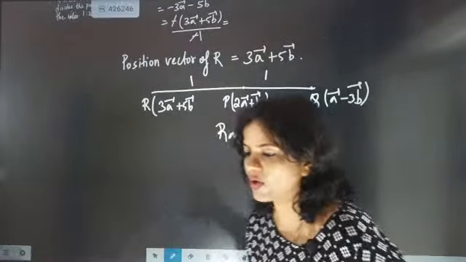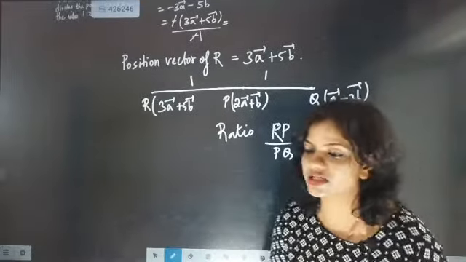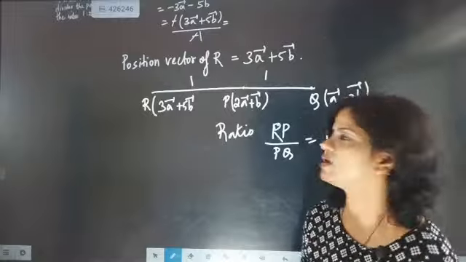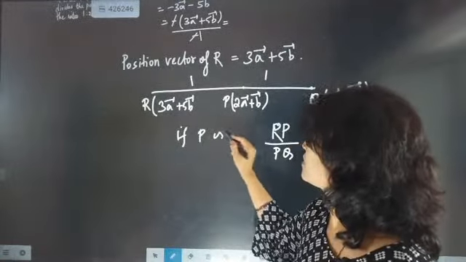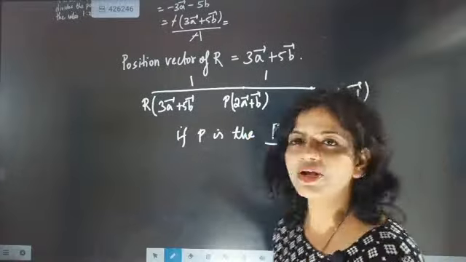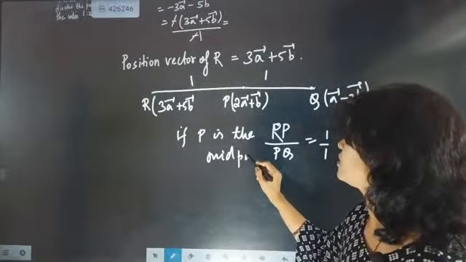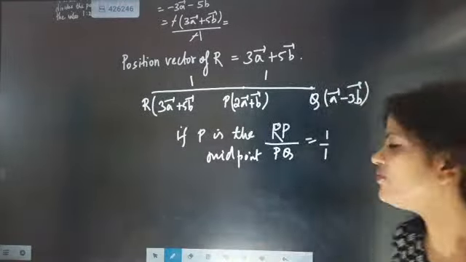Yes, a plus b by 2. Absolutely, that is the correct point, Sarna. So that is what I am discussing: the ratio RP by PQ will become 1:1 if P is the midpoint. So if P is the midpoint, then RP by PQ equals 1:1. Once with this part we have exactly done.